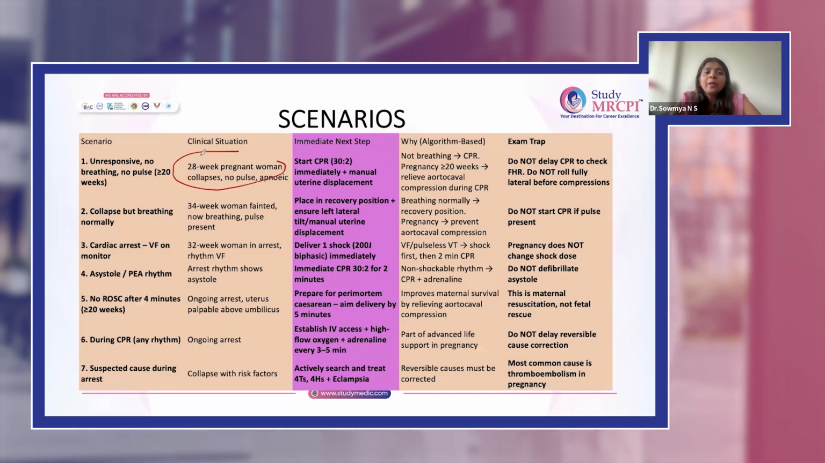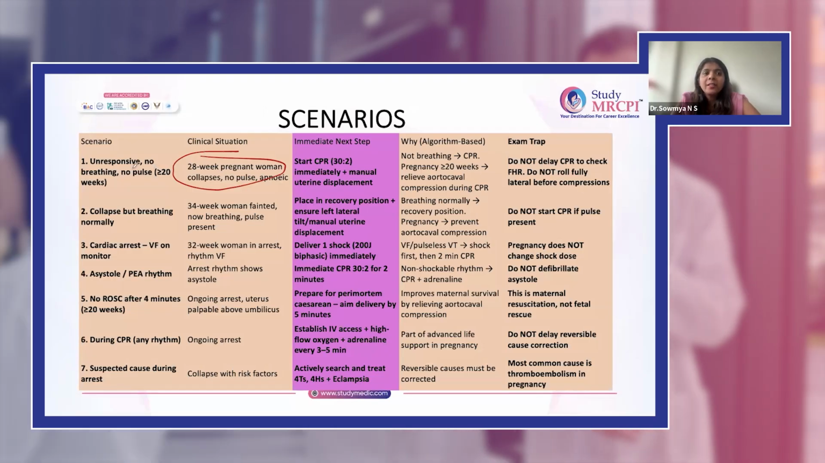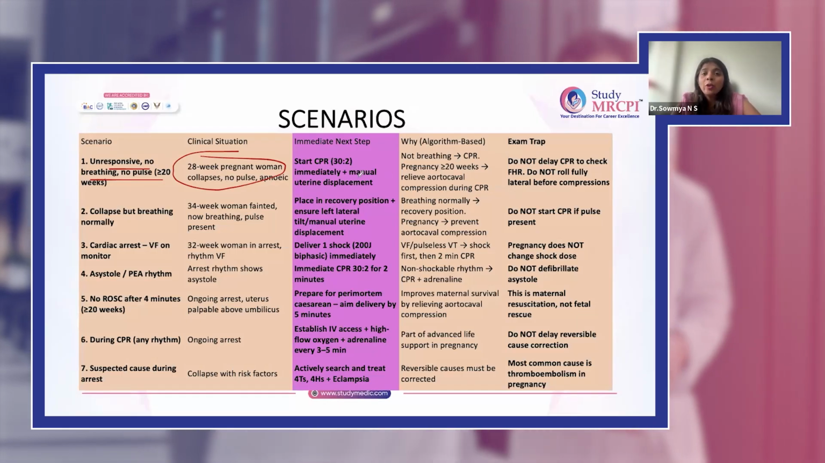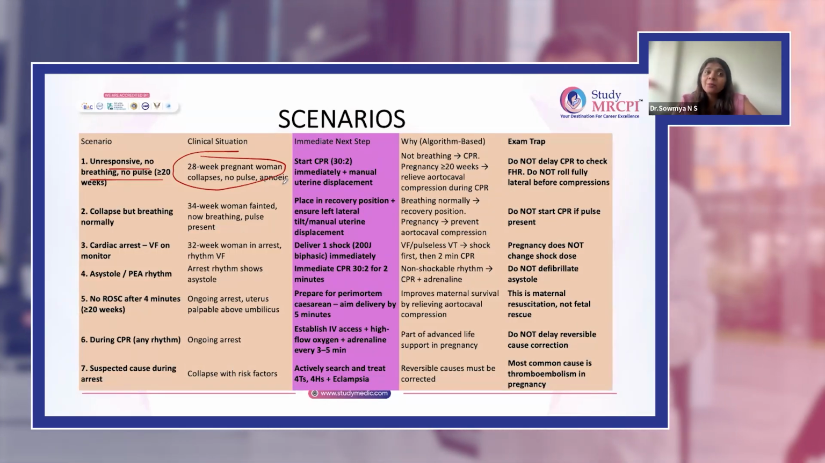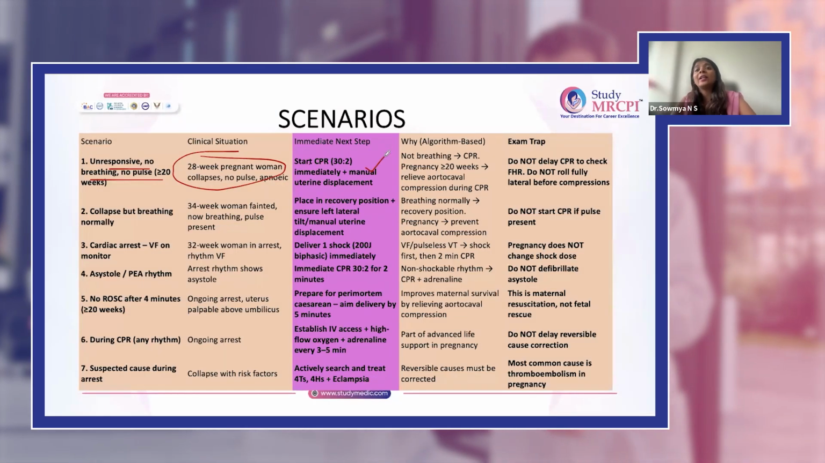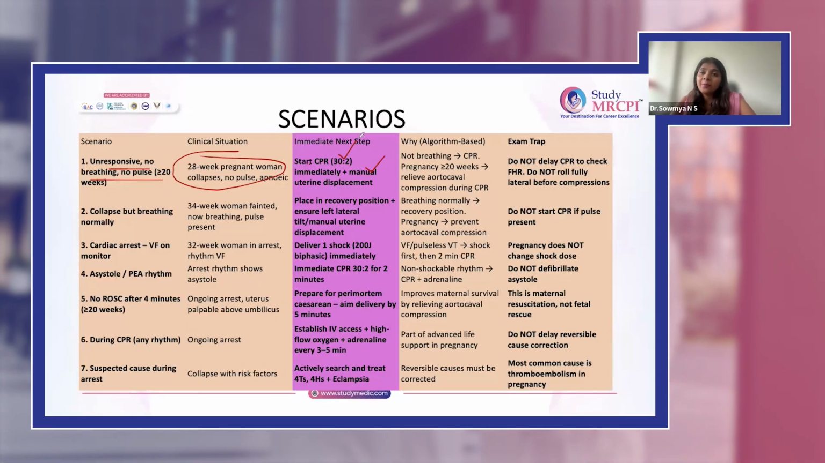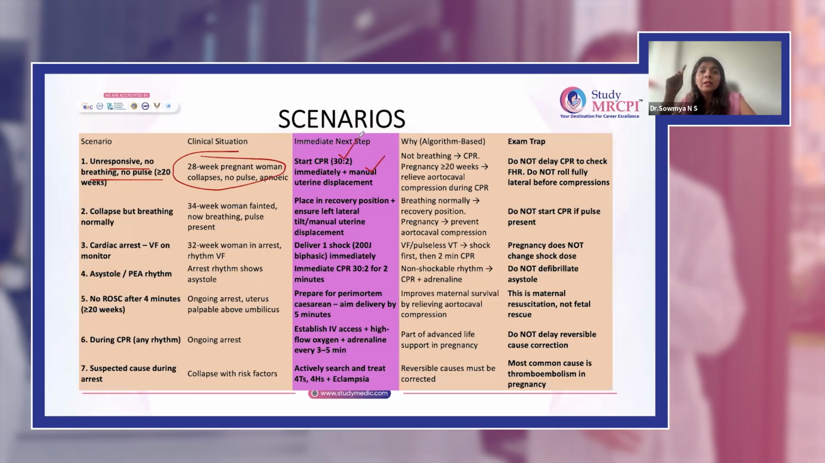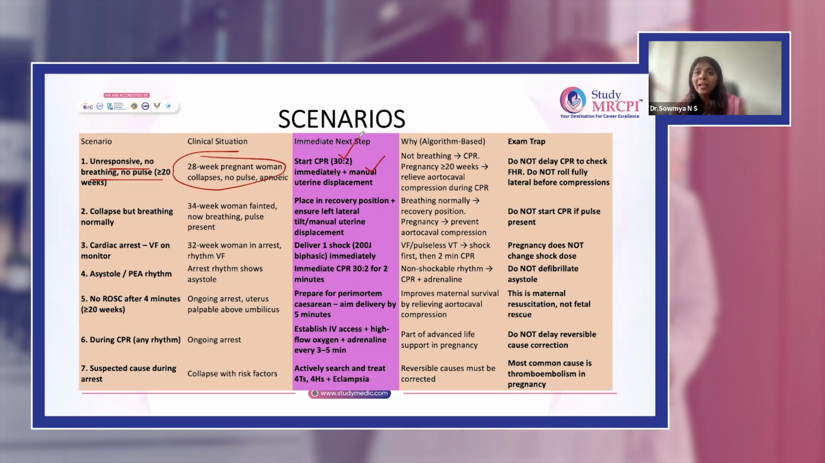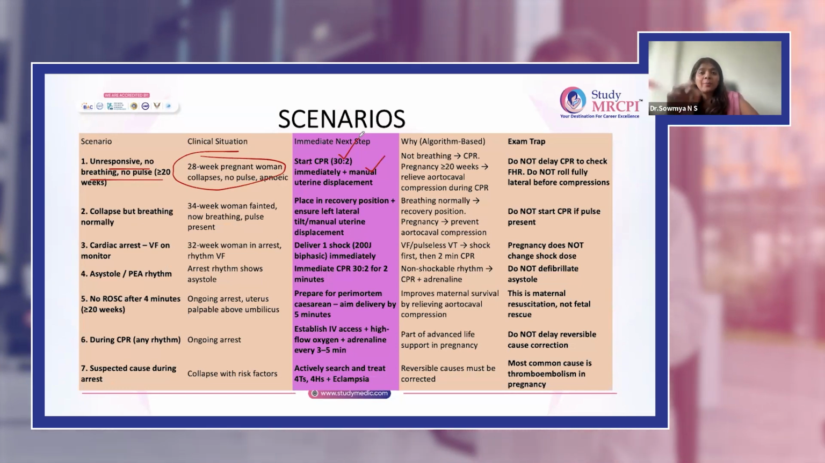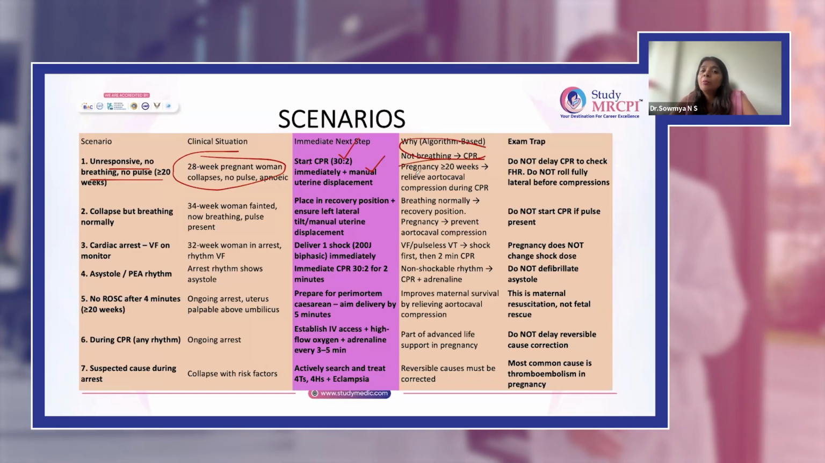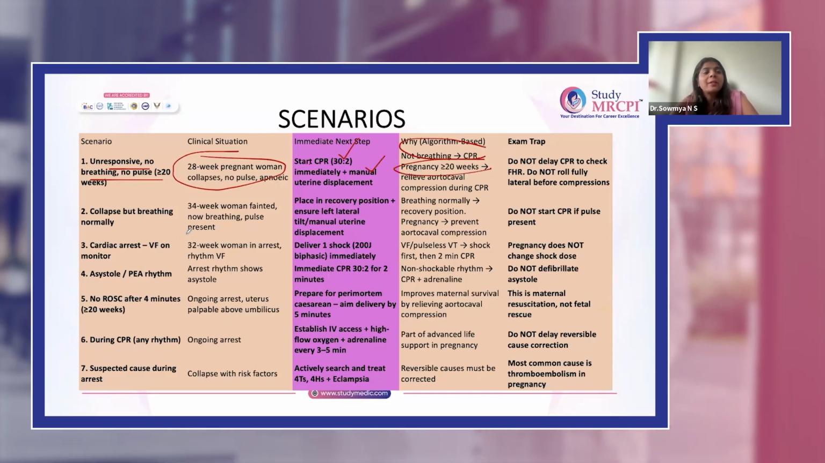A 28 weeks pregnant woman collapses, no pulse, apneic. She is unresponsive, no breathing, no pulse, and she is more than 20 weeks. You have already checked her response. You have checked there is no breathing. So obviously you give a manual uterine displacement towards the left and start CPR. You have checked, there is no breathing, no pulse, you've called for help, and the next thing which you do is CPR.